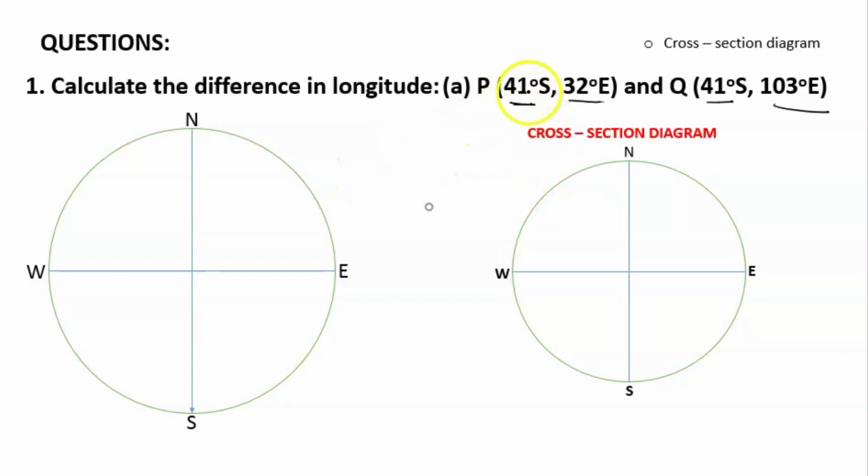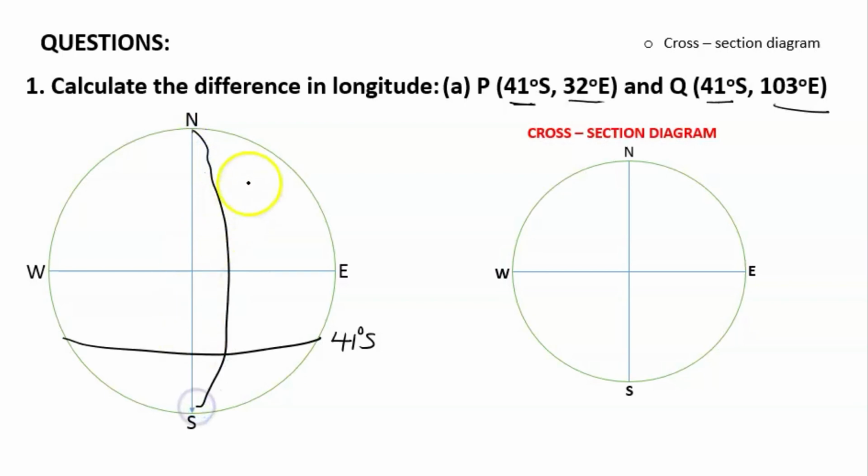And I want us to quickly see how we can locate this. Let's do a refresher on what we have done before. So we have 41 degrees south, that's a fixed, common latitude that they have. All right, then we now have 32 degrees east. So 32, you come towards the east, and you take that. So say this is our 32 degrees east.